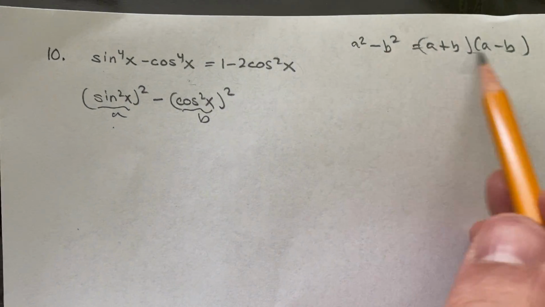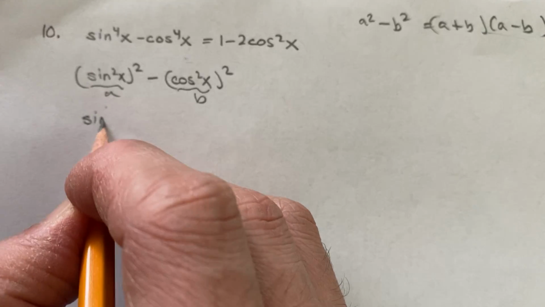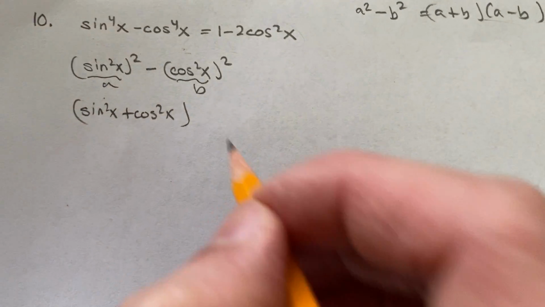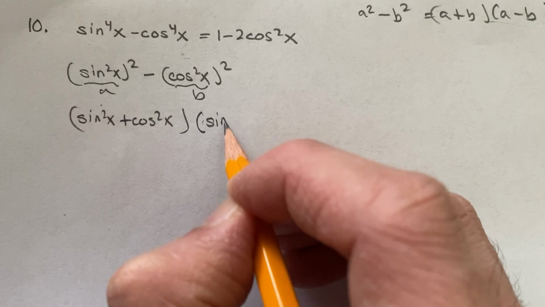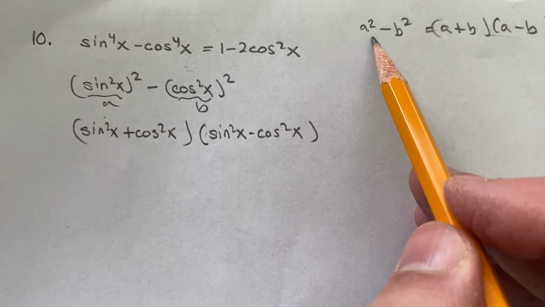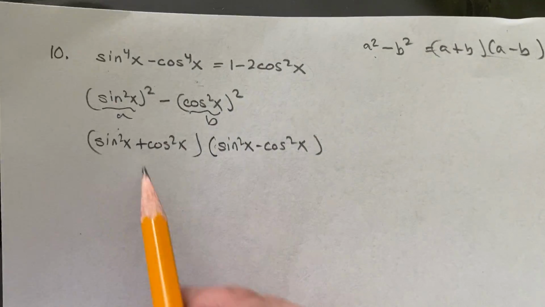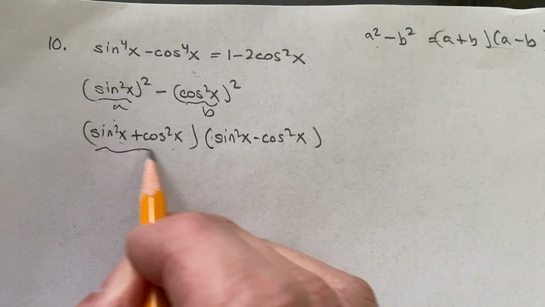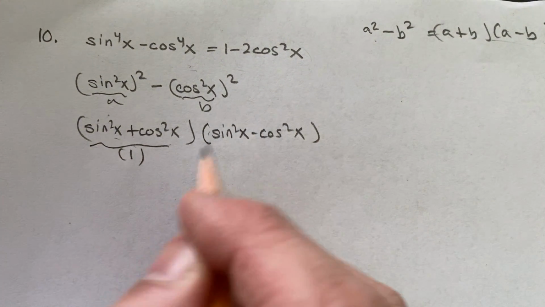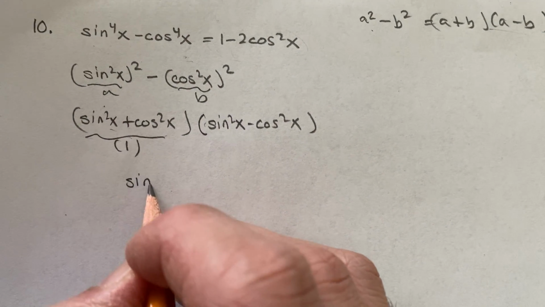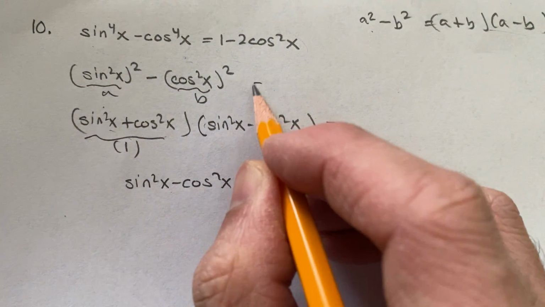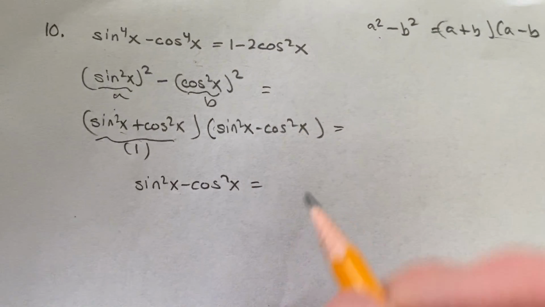You basically substitute. This would be sine squared x plus cosine squared x, this is a plus b, times a minus b, sine squared x minus cosine squared x. Okay, so factoring. Now, sine squared x plus cosine squared x, that's just 1, right? 1 times anything is just itself. So all I have is this term here on the left. So I'll write out that extra line. Make sure you guys write equals over here the whole time.